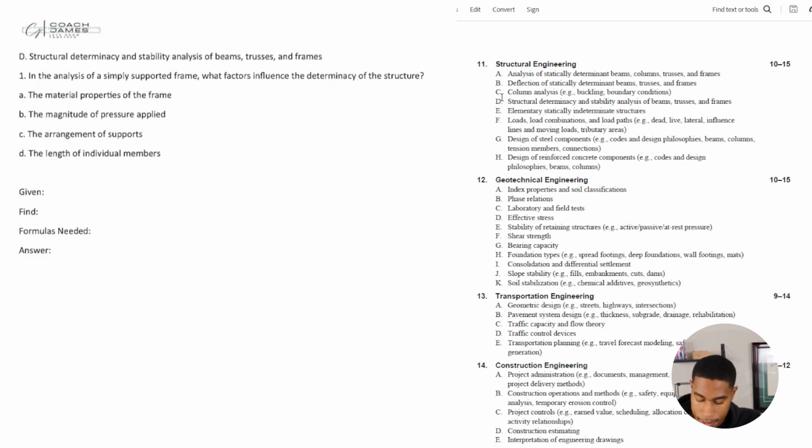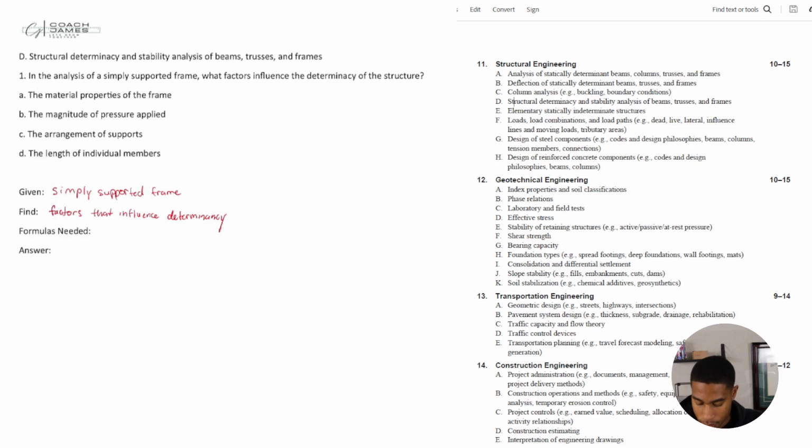All right, so let's take a look at these. Number one says, in the analysis of a simply supported frame, what factor or factors influence the determinacy of the structure? All right, so let's go through the information that we're given. We know that this is a simply supported frame, and we're trying to find factors that influence determinacy.